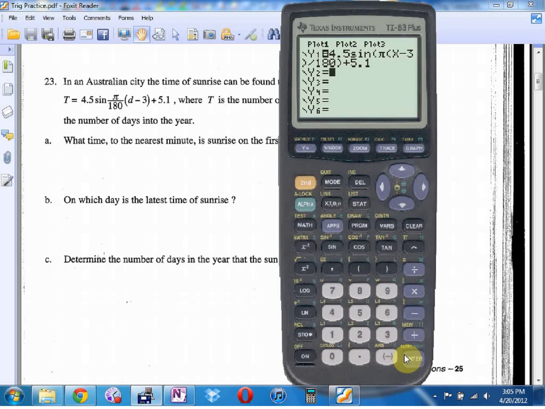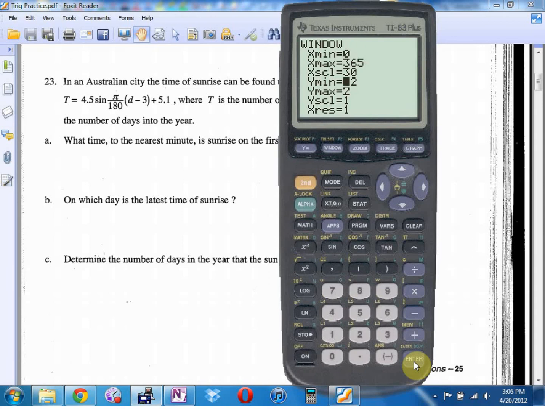Let's think about a good view window. Now, what's sitting where the x normally is? What letter? What's d measuring according to this question? So, from 0 to what? I think 365. Scale, I usually, if I'm doing a year, go up by 30s to get roughly a month.